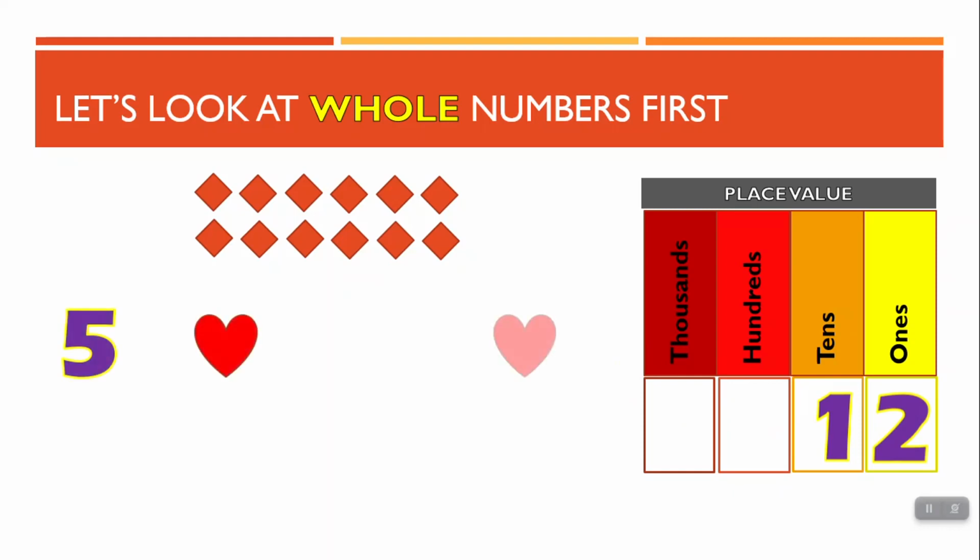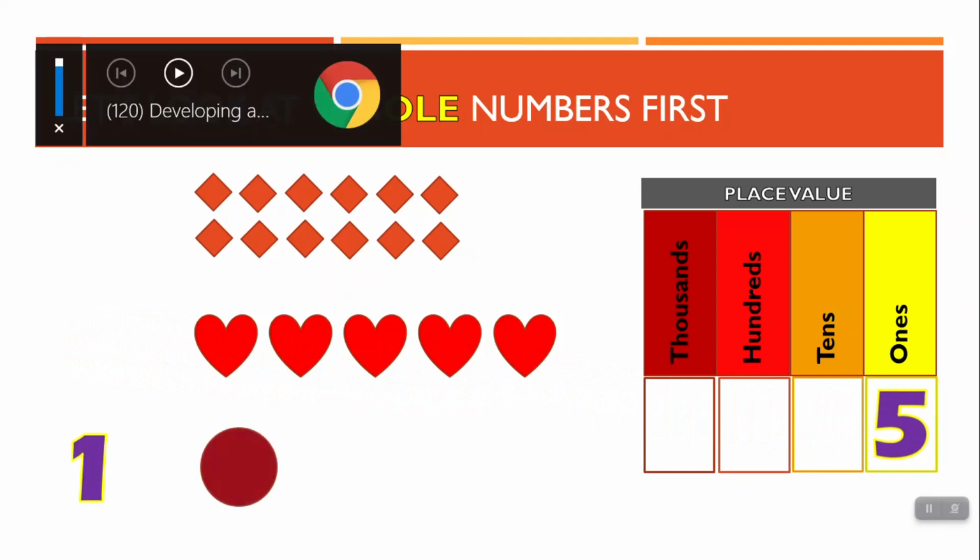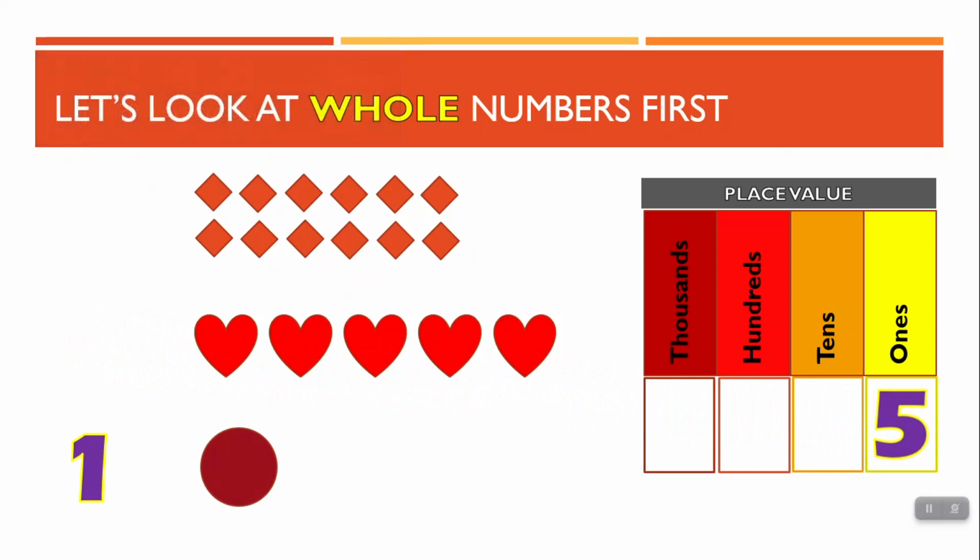Let's look at the number 5. 1, 2, 3, 4, 5 hearts. We can count each one by one, and in the place value chart, the 5 is in the ones column. Let's look at the number 1. There is one circle, and the number 1 is in the ones column in the place value chart.